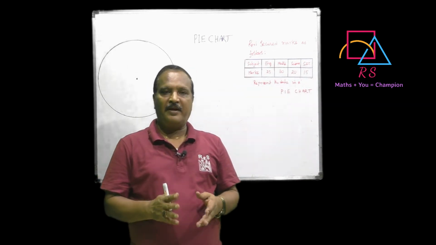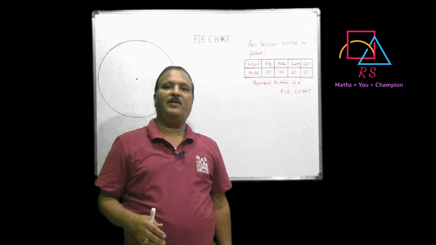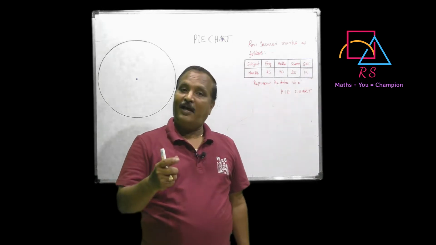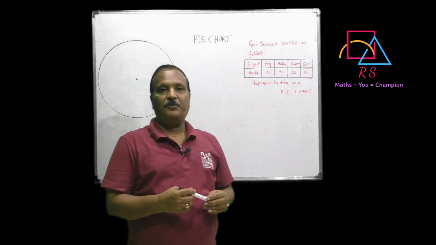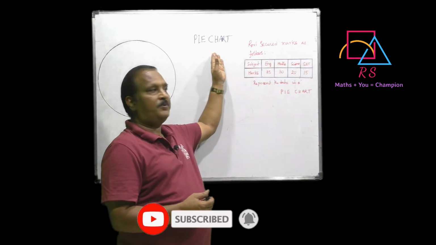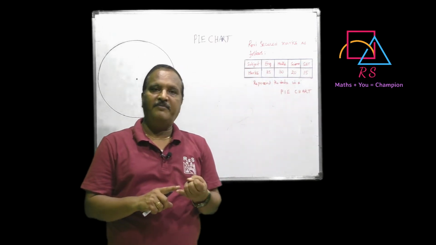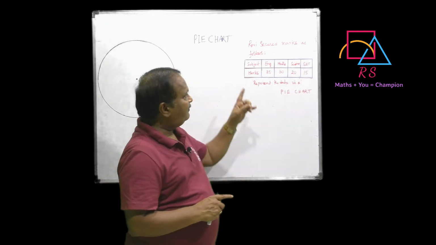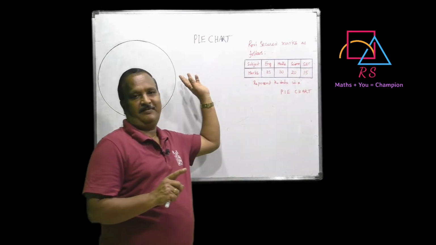One is bar graphs that we have already learned. The other one is histogram that we have already learned. Line graphs, pictograph. Another important graph is the pie chart. So that means data can be represented even in the pie chart also. The same data you can represent in a bar graph, also a line graph. Okay. Now we will represent this in the form of a pie chart.